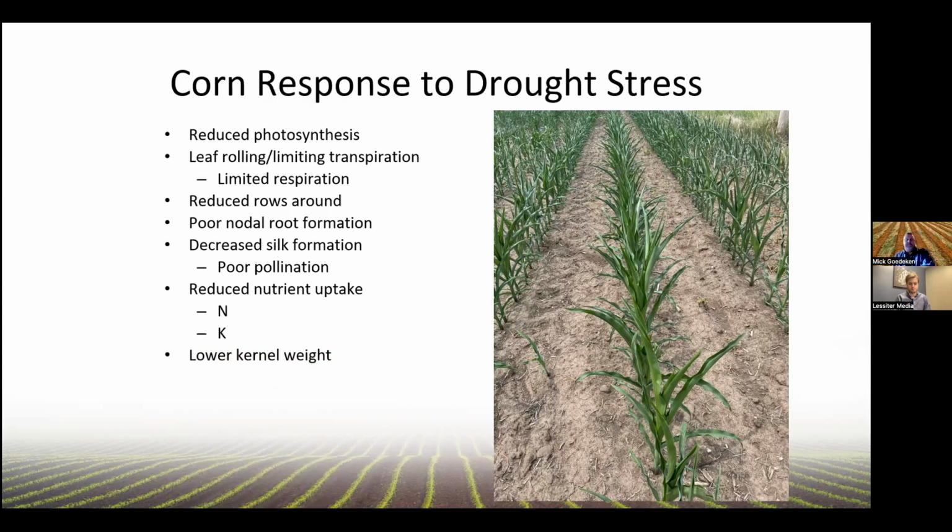Lower kernel weight. So think about yield as a function of weight. And if we reduce the kernel size and the kernel weight, then we can also reduce yield.